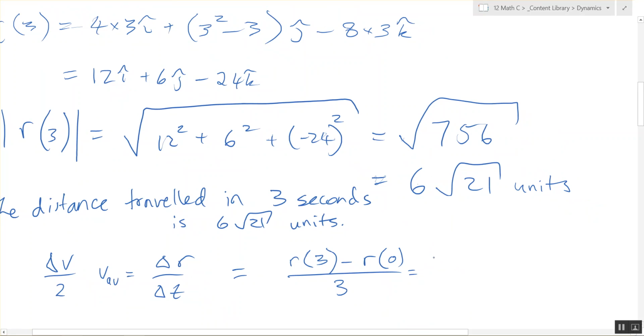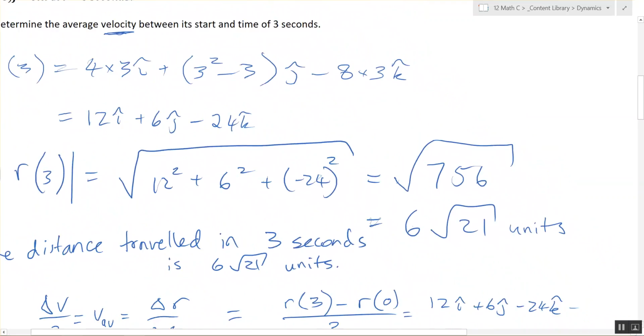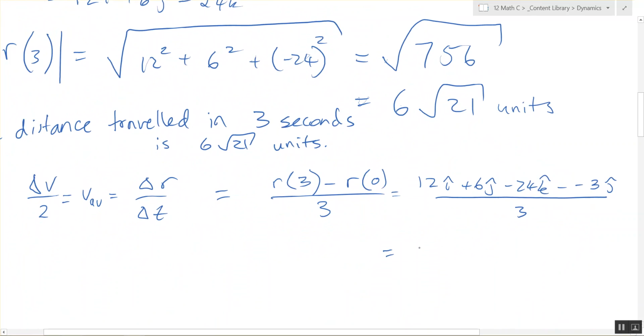Why don't you just use a delta? That's change. Different. So we've got 12i plus 6j minus 24k minus, what's r0? Negative 3j, divided by 3.